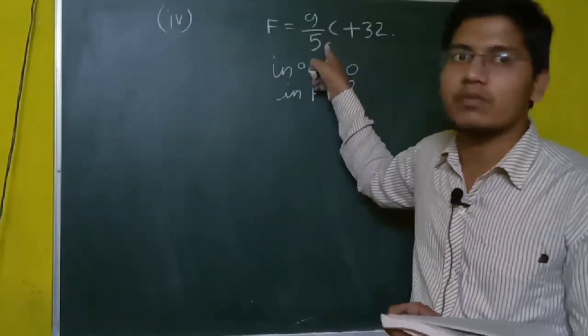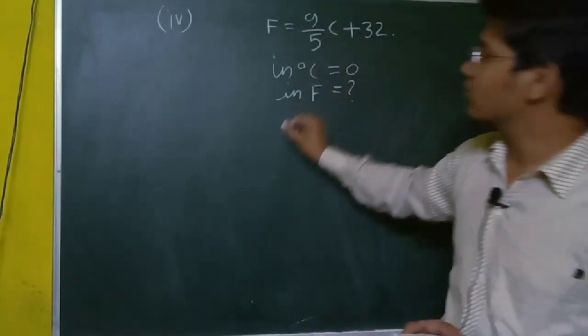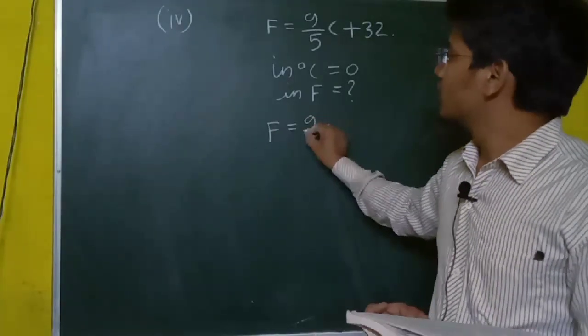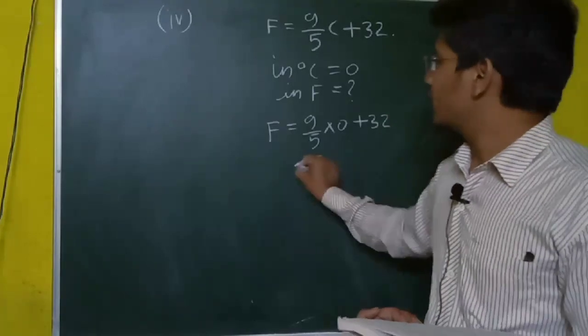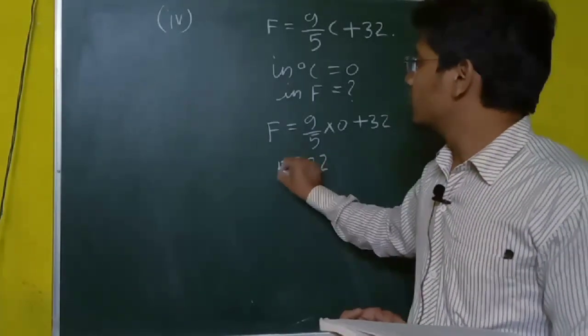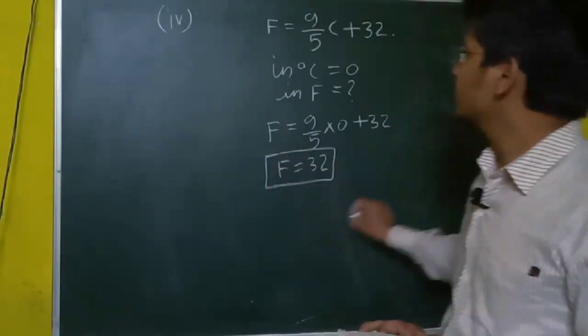So here in place of degrees Celsius we will write 0. So F will equal 9 upon 5 into 0 plus 32. So the answer will be 32. The temperature in Fahrenheit will be 32.